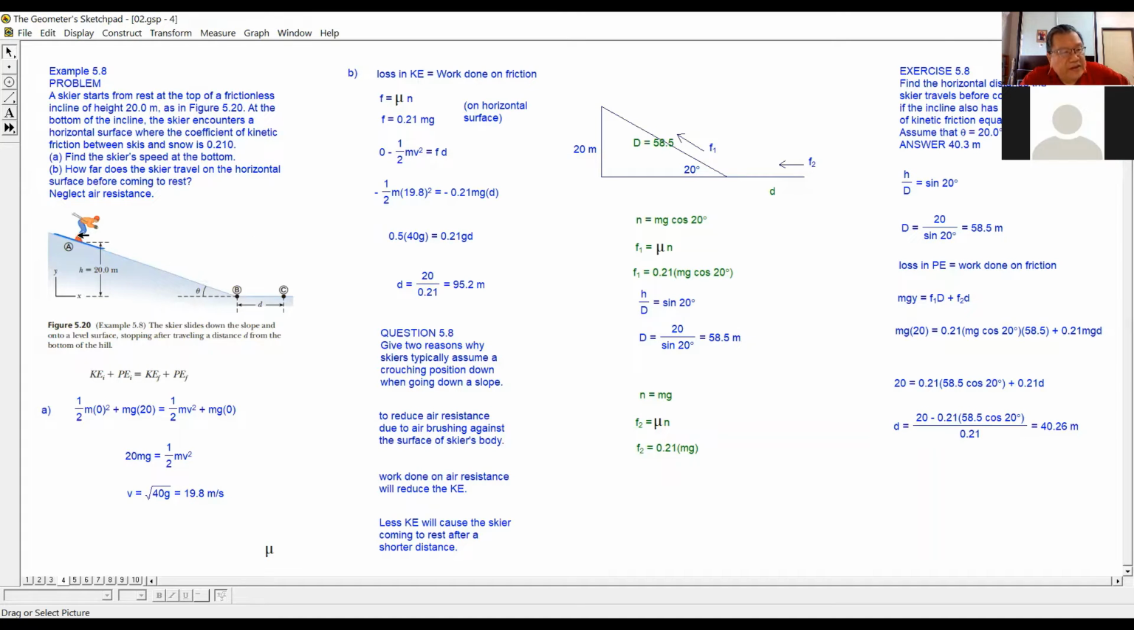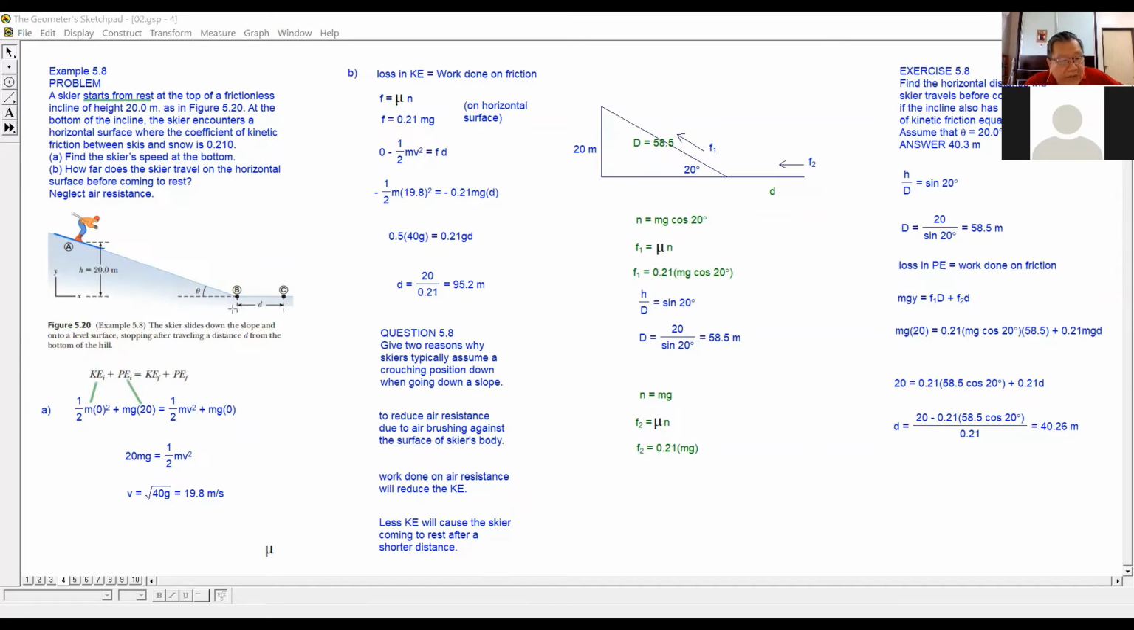How much speed has it accumulated at the bottom of the slope? We're going to use the conservation of energy equation. Initial kinetic energy is 0 because they say it starts from rest at the top. And the initial potential energy is mgy, where the vertical height is 20.